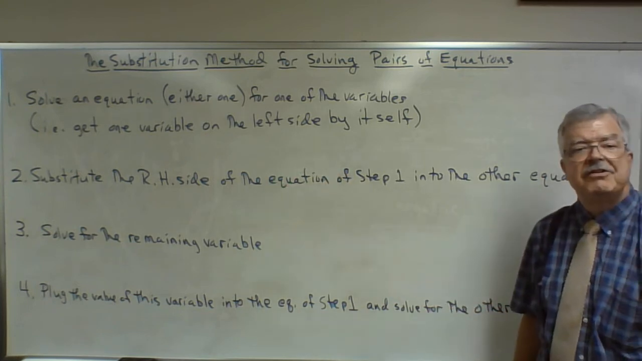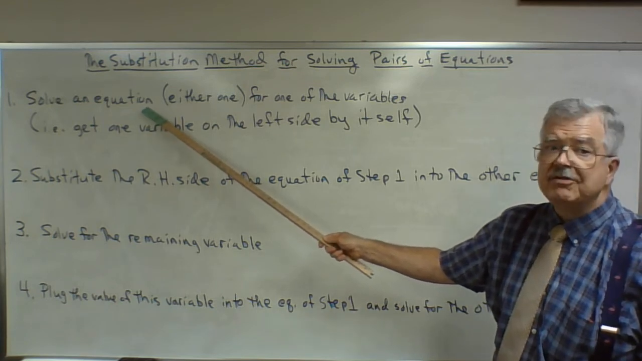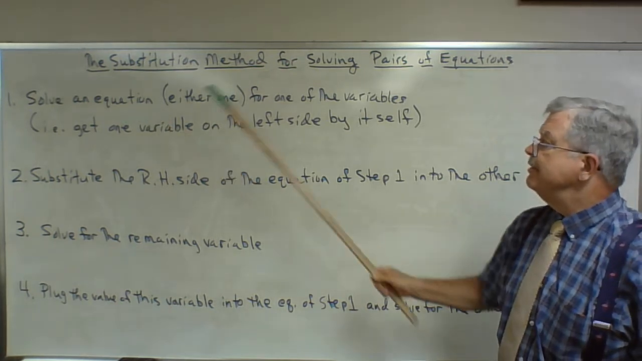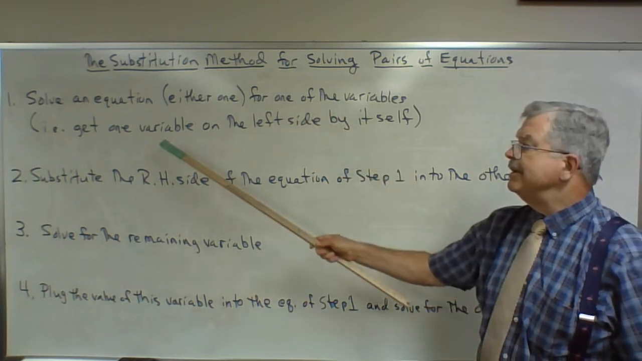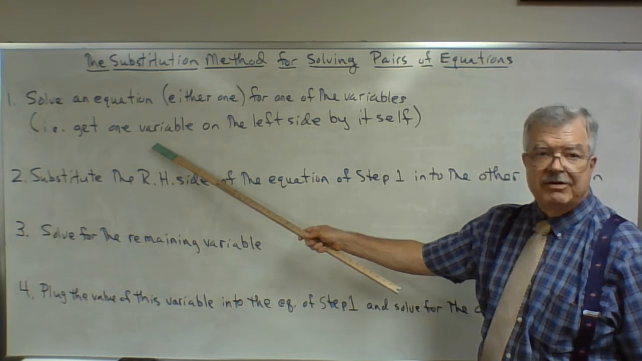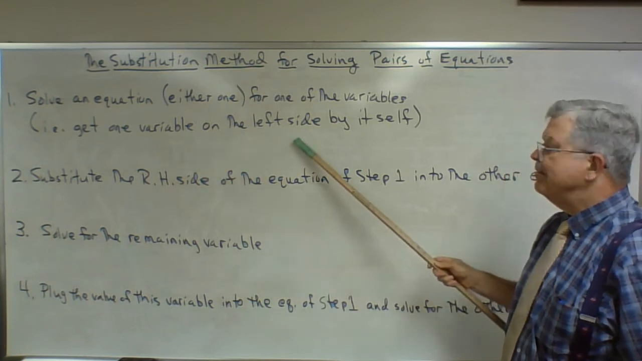We have two equations. Solve an equation, either one, doesn't matter. Solve an equation for one of the variables. And what that means is we take that equation and we get one variable on the left side by itself.